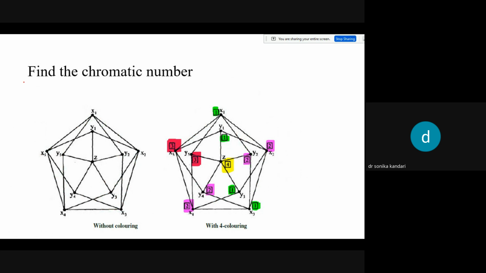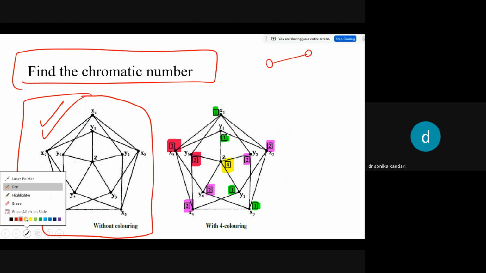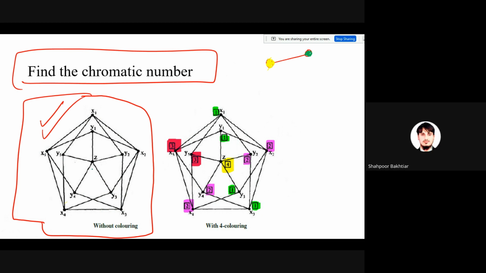And in this diagram, suppose here you are having a diagram without coloring, and you have to find the minimum number of colors required to color this graph, keeping in view that adjacent nodes should have different colors. Like this node is having yellow, so its adjacent nodes will have different colors. Suppose you have green. Is it clear?